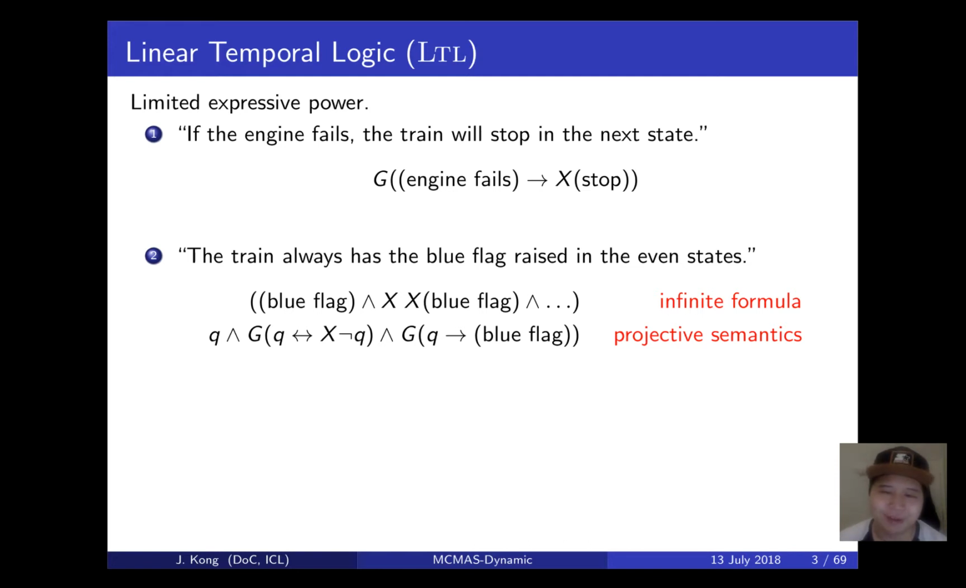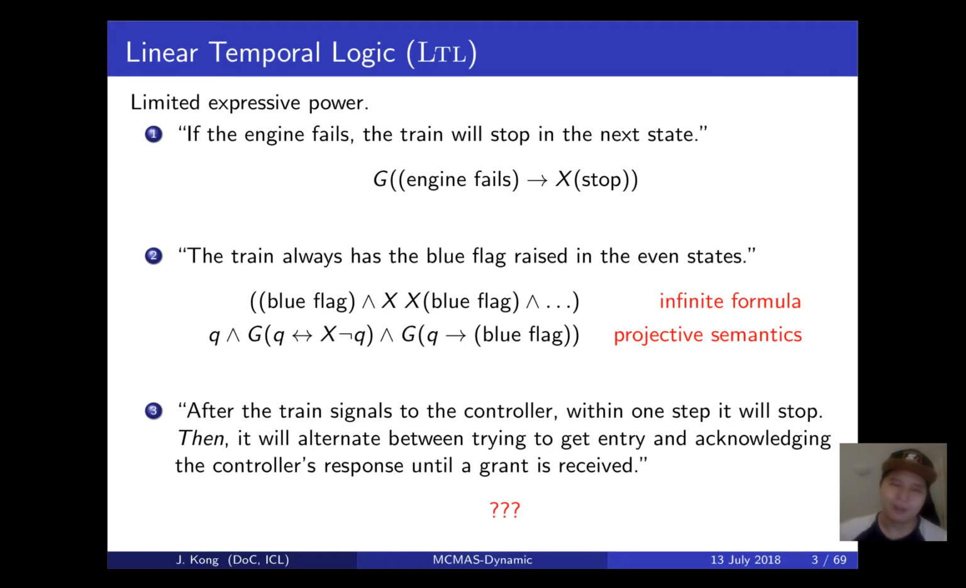Alternatively, we can use a trick called projective semantics, where we define a new variable, let's say q. We express what it means for something to be even using the LTL constructs. So that's q at G, q if and only if X not q. And then q expresses what it means for a state to be even, so we can just say G (q implies blue flag). But this is difficult to do. In general, it works on an ad hoc basis.